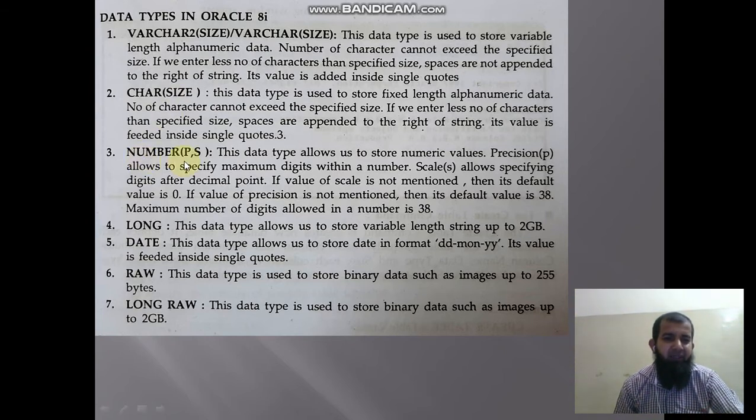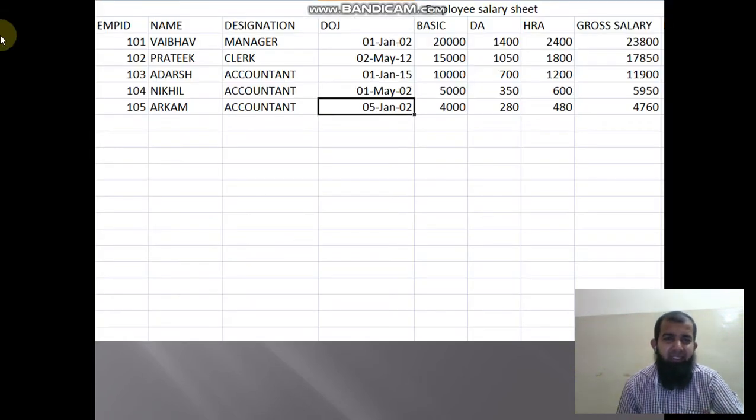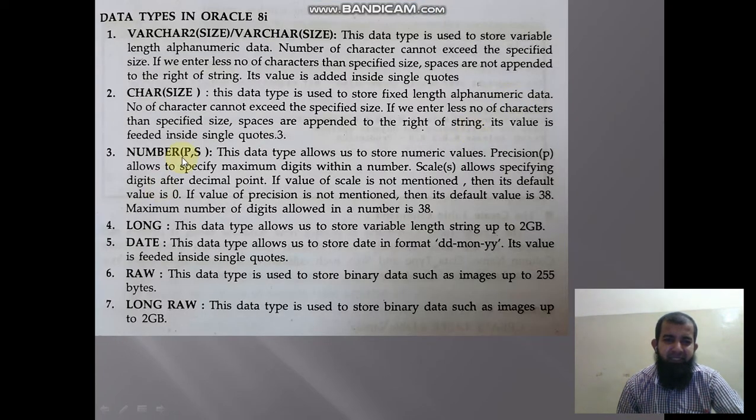Next, third one, number, P comma S. This data type allows us to store only numeric values. Example here, EMPID, basic, DA, HRA, they contain all numbers, no characters. For such values, the number data type is used.